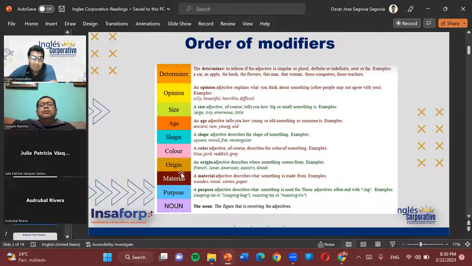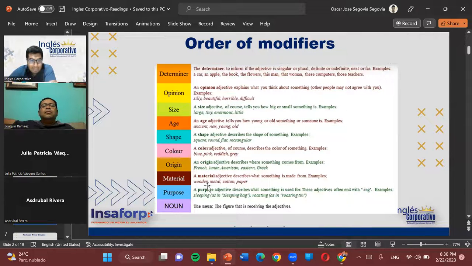Then we have the origin. When we describe the origin, we are going to say or refer to where this is coming from. So if it's, for example, something that came from a different country or a different place, something that also has a tag or a name that you can mention. For example, here we have French, American, and Greek. Those are what we know as nationalities, but at the same time they can be used to describe things and where they came from.